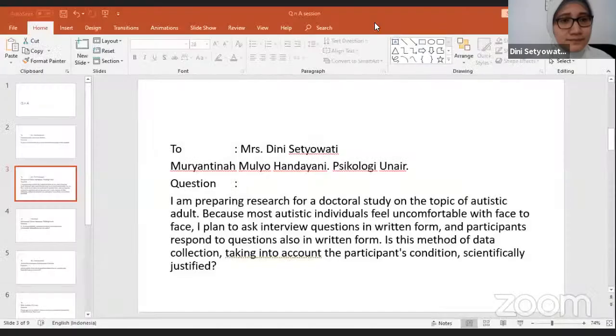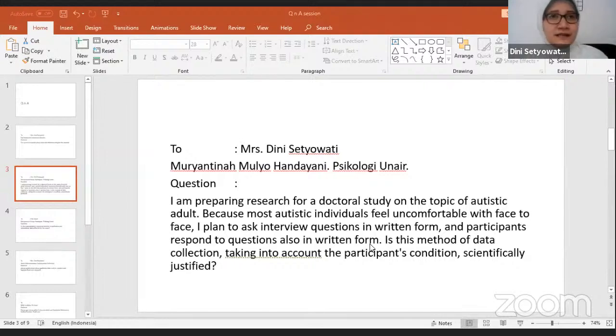For this case, when your participants are autistic adults who may be uncomfortable with the face-to-face interview, you may approach their family first, or maybe they have a teacher or a therapist for the autistic syndrome, or other people related to him or her, and you can talk about the best strategy to approach or to ask questions to the participants, the informants. Because if you use a written interview to ask questions, you may miss a lot of opportunity to probe or to explore in more detail regarding the participants' answer.